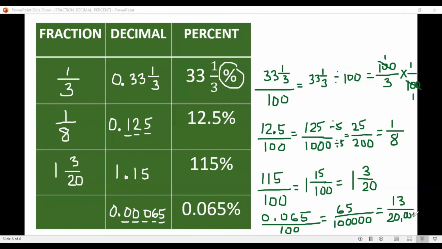So as I have said a while ago, it is a very small number. Okay, 13 all over 20,000. Okay, so again, that is how you change your percent into decimal and percent to fraction. Those are the relationship of fraction, decimal, and percent.